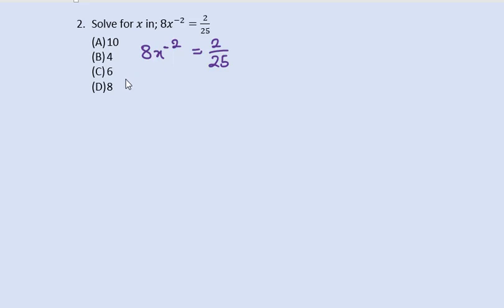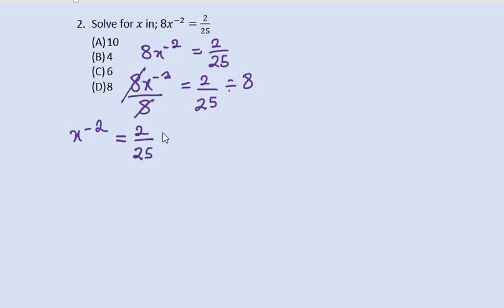Now we'll have to apply a little bit of knowledge of algebra to save us a whole lot. When you have a variable and a coefficient, what do you do? Divide both sides by that coefficient. So let's divide both sides by 8. We'll have 8x^-2 is equal to 2/25 divided by 8, right? So divided by 8 and divided by 8. Here, the 8 will cancel out. So you are left with x^-2 is equal to 2/25 times 1/8. Remember, whenever you change the division sign to times, you flip the fraction.